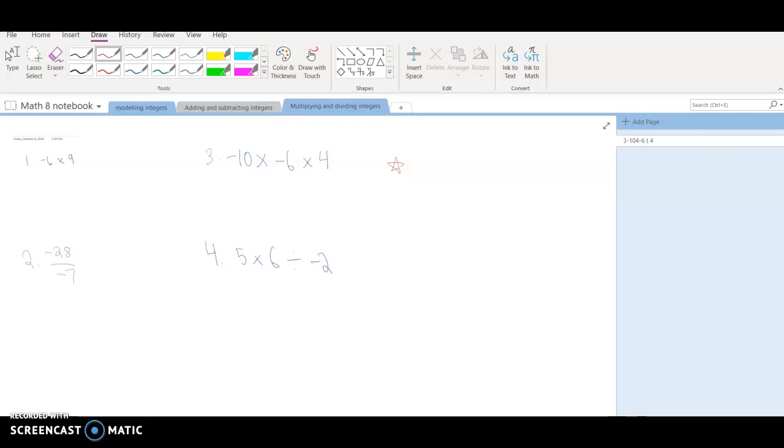Okay, so now we're going to be doing multiplying and dividing integers. First of all, there's some rules that I need you to know.